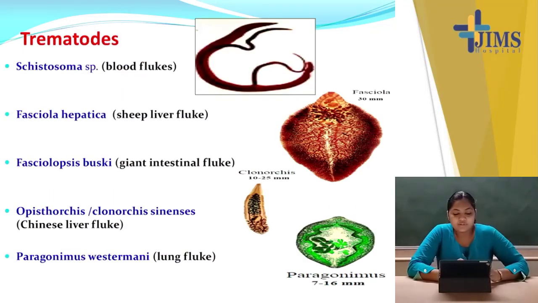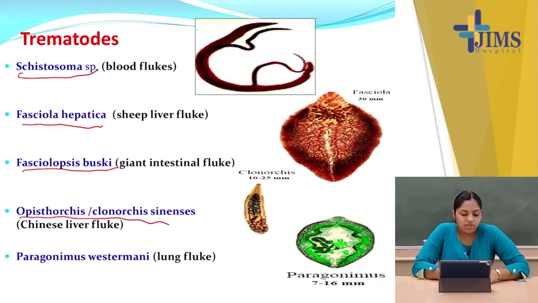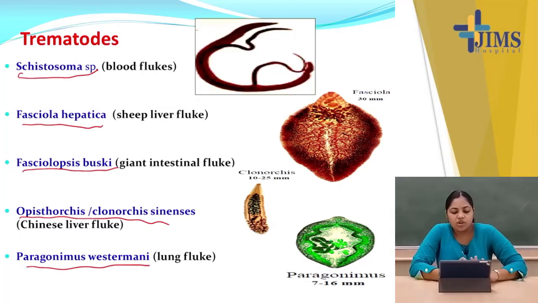There are different types of trematodes. The first is Schistosoma, then Fasciola hepatica, Fasciolopsis buski, Opisthorchis or Clonorchis sinensis, and Paragonimus westermani. These are the scientific names. Coming to the common names, the blood flukes are Schistosoma, liver flukes are Fasciola hepatica, intestinal flukes are Fasciolopsis buski, the Chinese liver fluke is Opisthorchis or Clonorchis, and the lung fluke is Paragonimus westermani. Today I am going to finish liver flukes. In the coming classes we will study the intestinal, blood and lung flukes.